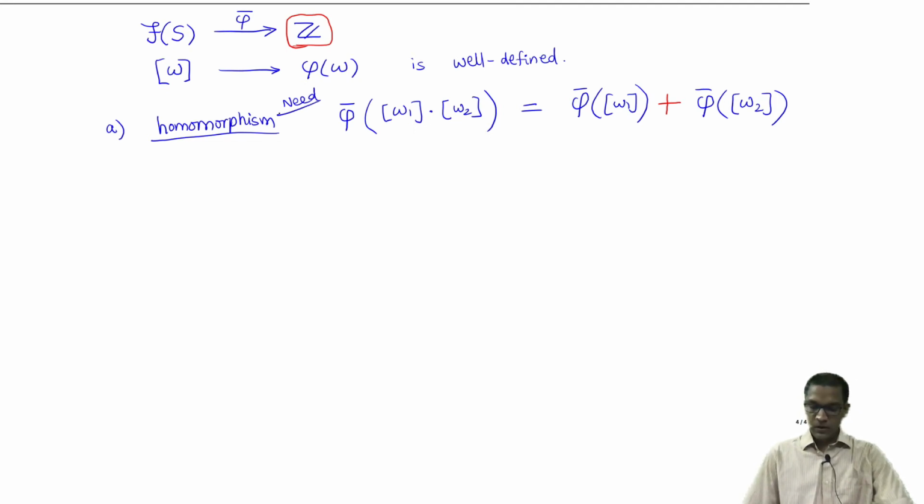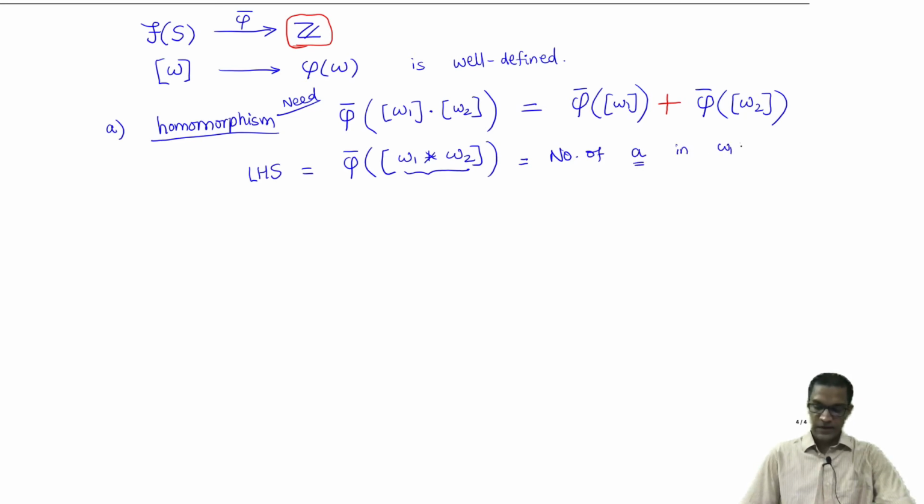So let's compute each side and see whether this equality holds. Let's check what the left hand side is. By definition, this is phi bar evaluated on the concatenation of these words. Now look at this concatenated word W1 star W2. Phi bar of this equivalence class is just going to be the number of a's in the concatenation minus the number of a primes in the concatenation.